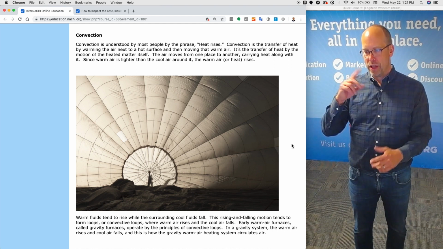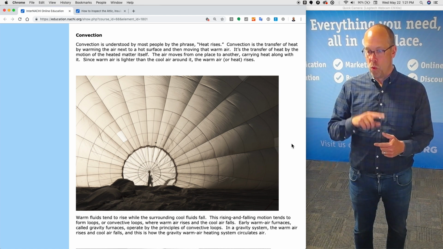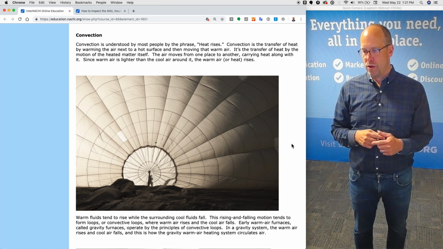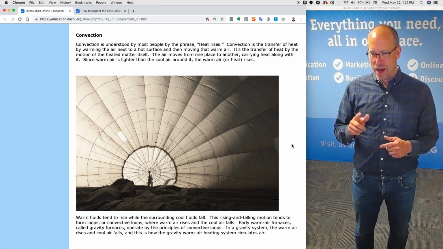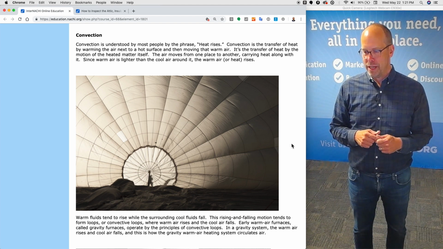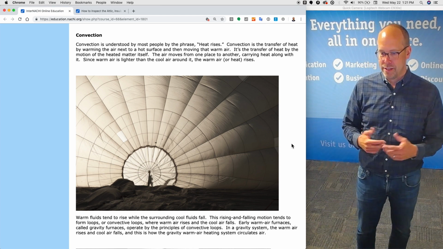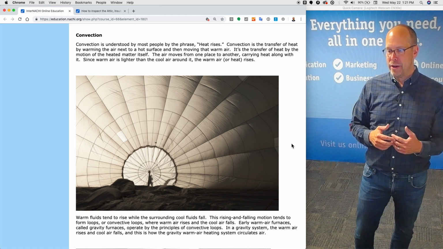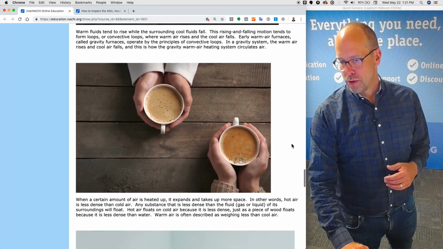This rising and falling motion tends to form loops, or convective loops, where warm air rises and the cool air falls. Early, old, warm air furnaces, gravity furnaces, operate by the principles of convective loops. In a gravity system, the warm air rises and the cool air falls in a house, and this is how the gravity warm air heating system circulates the air in those old homes.